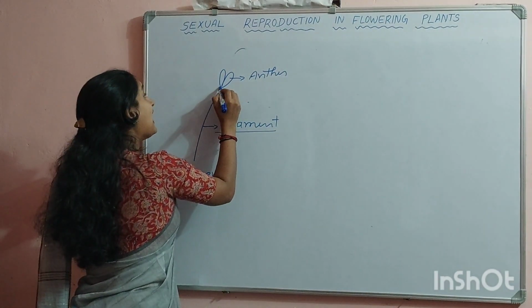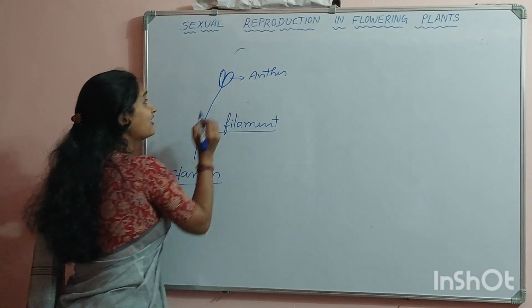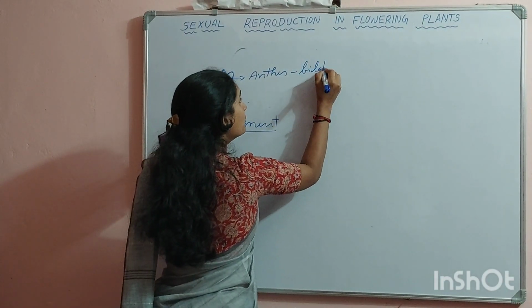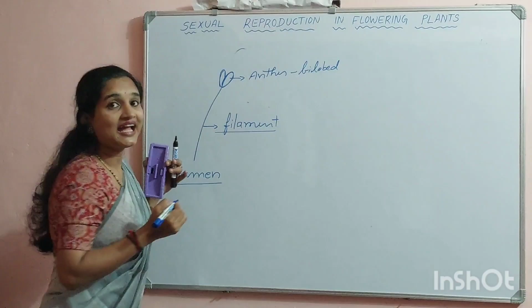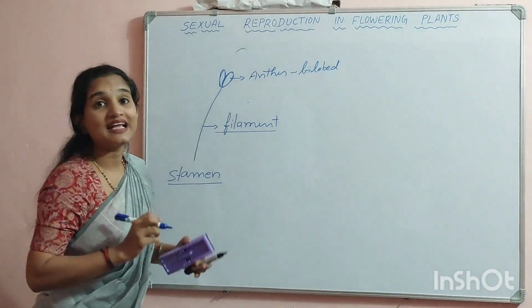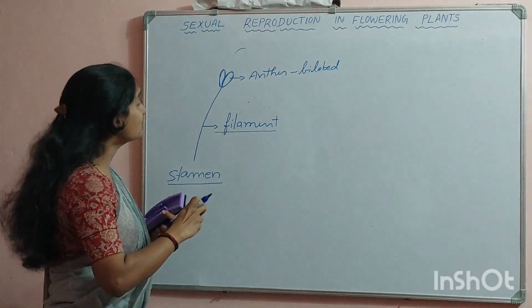So the anther has two lobes. We can see here there are two lobes. So the anther is a bilobed structure. So why is the anther bilobed? Because it has two lobes. So it is called a bilobed structure.